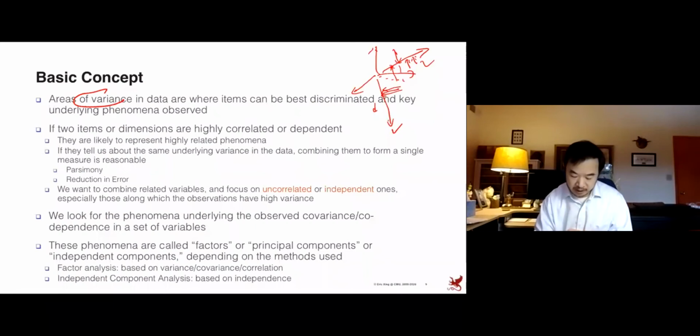But if data are lined up in here and they happen to project very nicely onto this dimension, that means this is a nice direction, right? So the area of variance in the data is something we want to capture, and we want to capture it in a mathematically explicit way.